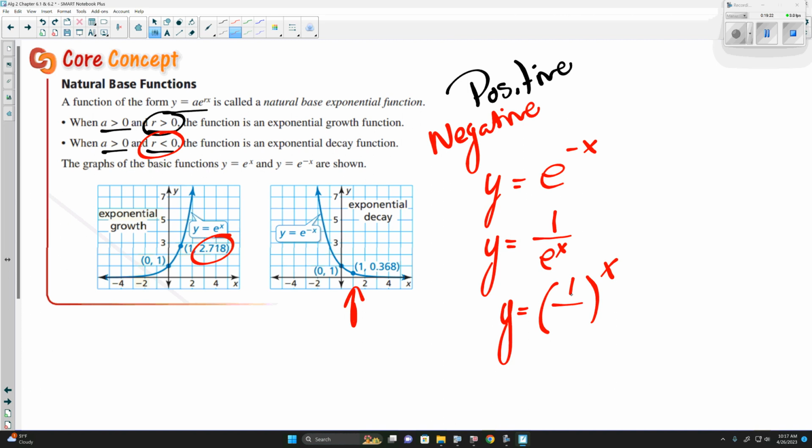And part of the reason this does work is the fact that 1 to the x is just 1. It doesn't really change anything. So we're really saying that if the exponent's negative, we have 1 over e to the x. We have 1 over 2.718. This is now between 0 and 1. It would be a decay function because the base is now between 0 and 1. But we don't have to rewrite it as this here, because if the exponent's negative, it is decay. If the exponent's positive, it's growth. And this only applies to e.